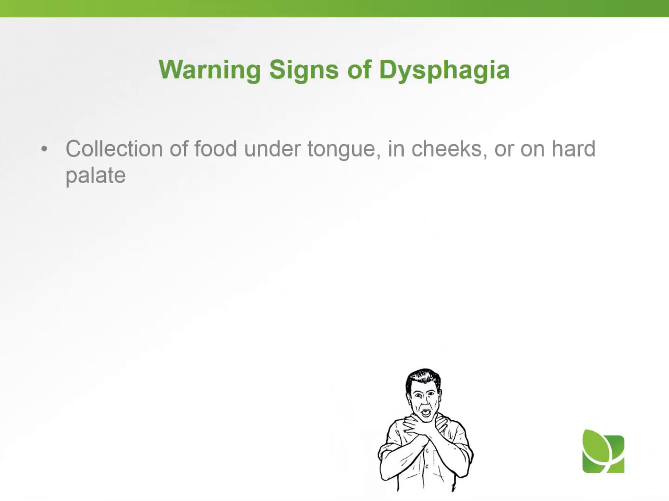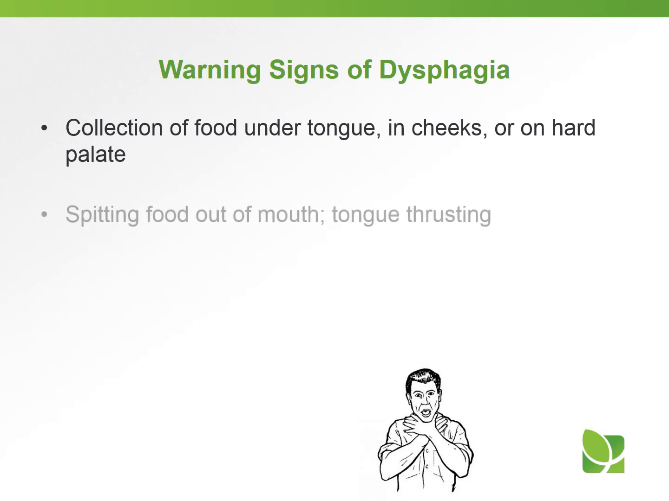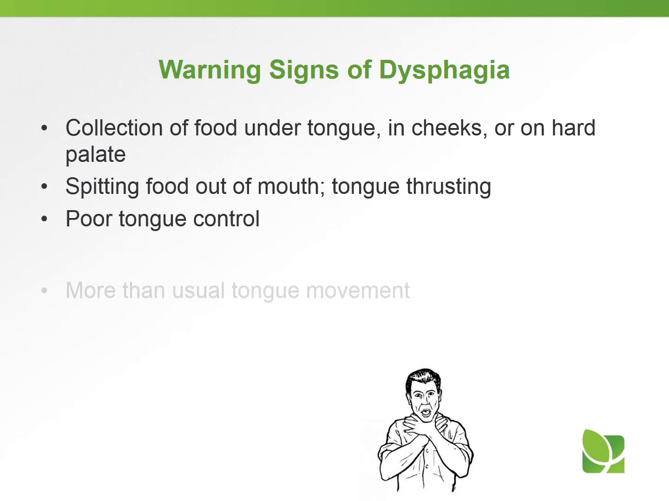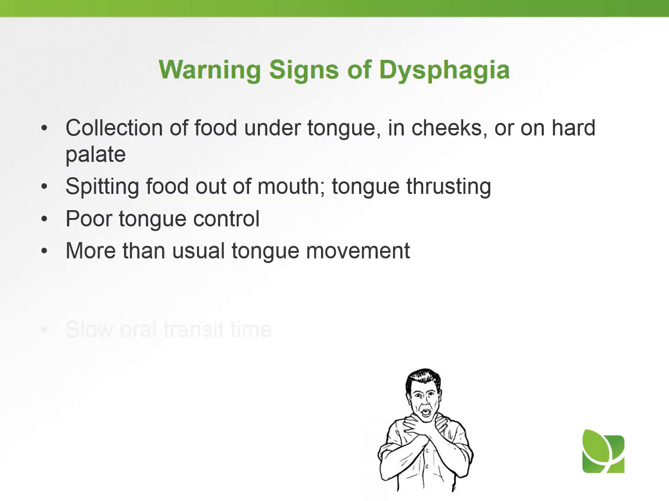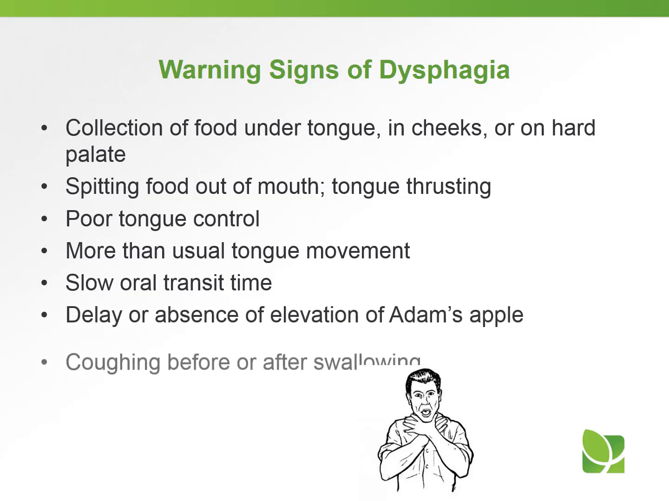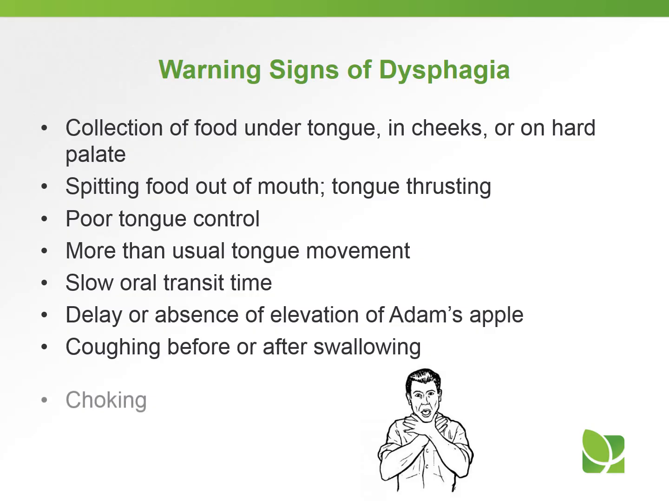Here are some warning signs of dysphagia, and obviously the speech therapist will be very involved with someone who has any kind of issues related to dysphagia: collection of food under the tongue and cheeks or hard palate, spitting food out of the mouth, tongue thrusting, poor tongue control, more than usual tongue movements, slow oral transit time, a delay or absence of elevation of the Adam's apple, coughing before or after swallowing. We see that a lot in long-term care, and then choking. Obviously, that would be a sign of dysphagia.